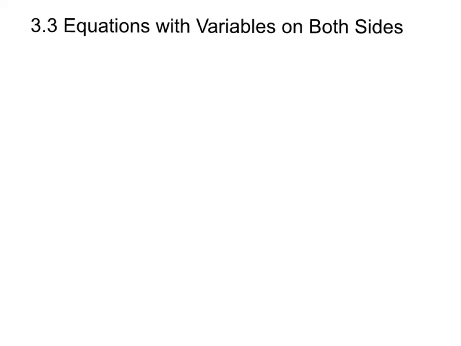We are now in section 3.3. We're going to take what we did in the last two sections in that last video, and we're going to add one extra step. What happens when you have equations with variables on both sides? So let's put in that one extra step.